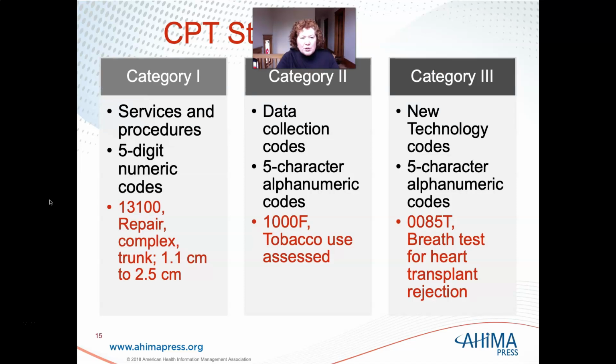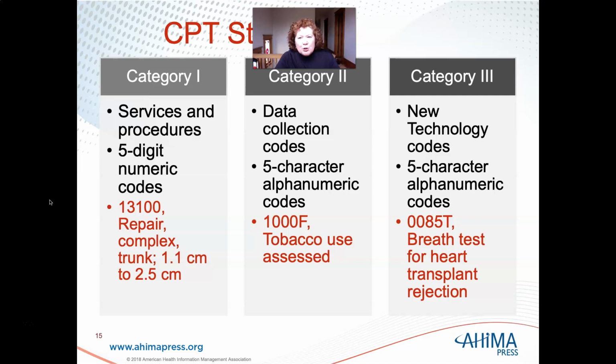Category 1, those are services and procedures. That's what you're used to of your traditional CPT. They're 5-digit codes, and they give you an example here of a complex repair on the trunk. The next one is category 2. These are data collection codes. These are 5-character alphanumeric codes that have F at the end. The letter F is in Friday. Let's say Friday, because everybody likes Fridays. So just remember that that's a data collection type thing.